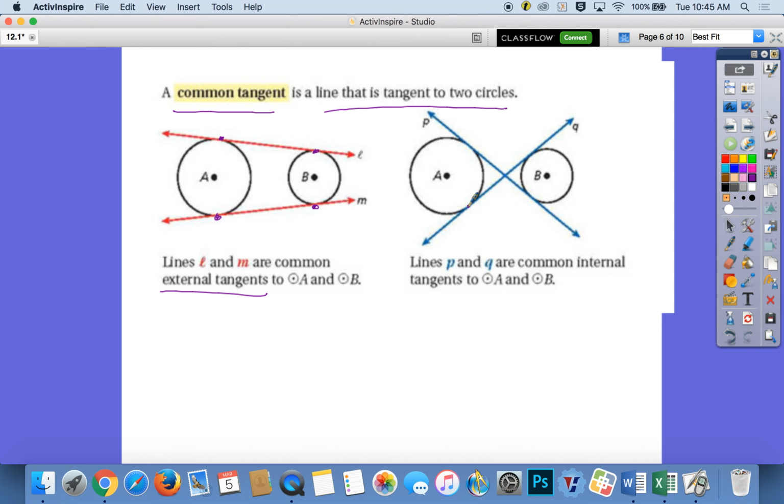Now, let's look at these points here. These guys are on the outside here. These guys are crisscrossing over. Lines P and Q are going to be common internal tangents to circles A and B. Okay, so common tangents, they're tangent to two circles.